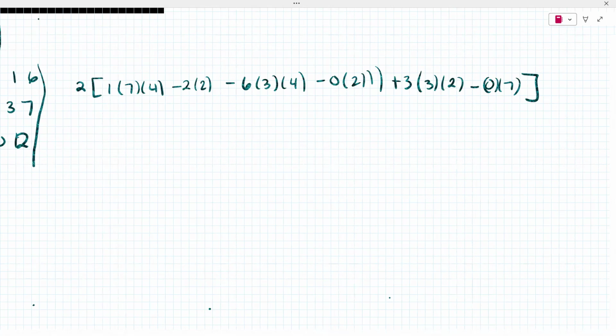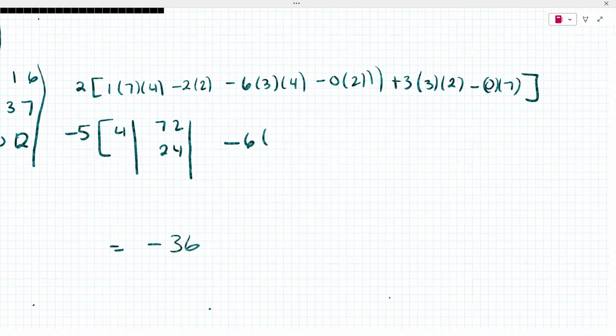And then for the 5, it would be -5 bracket 4, and then you're left with 7, 2, 2, 4, and then -6. It's tedious, but when you do it, your final answer should be -36.